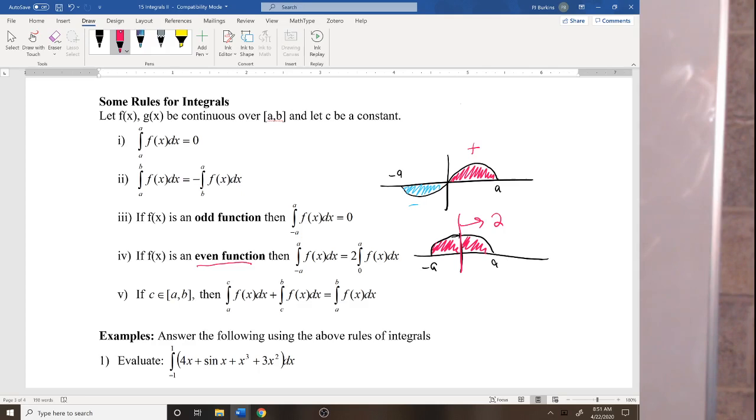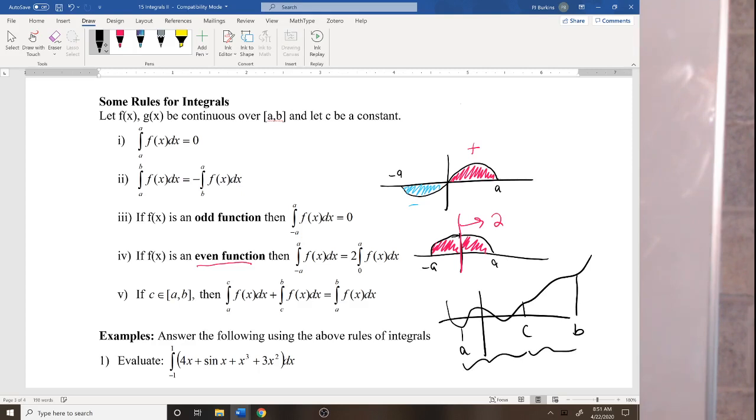And then finally, that fifth rule there says that if I've got some integral from a to b, and it should say that my function is continuous, right, so I don't care what the function looks like. This could be a, this could be b. There'll be some point c somewhere in between a and b, and I can integrate from a to c and then from c to b and add those two together, and the sum of those two integrals is the same as the integral from a to b.